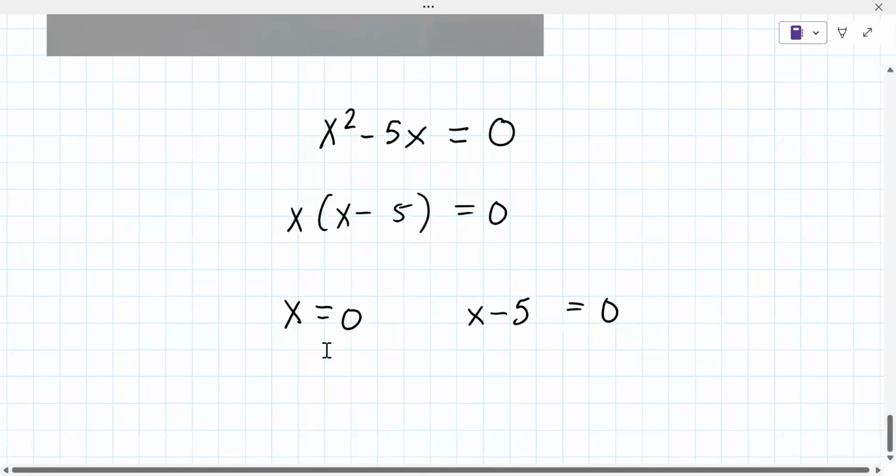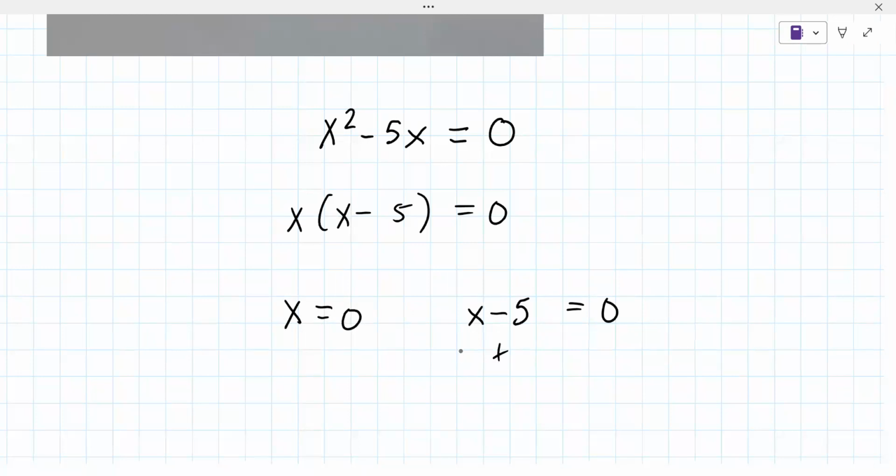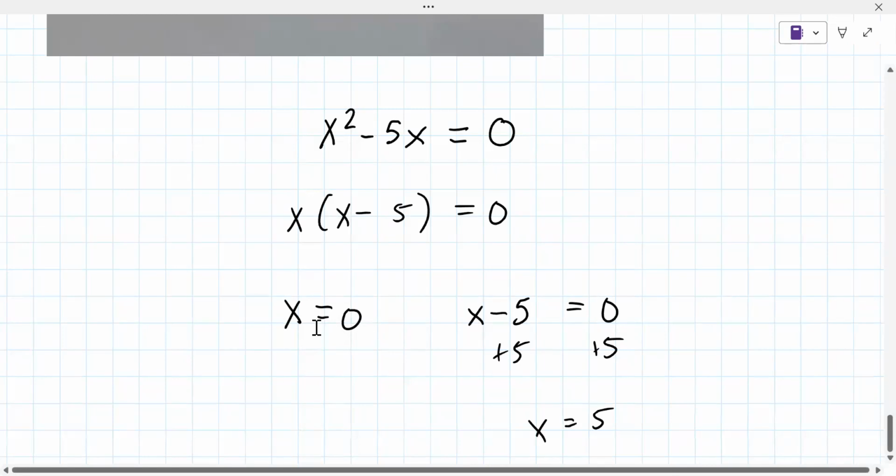We would need now to... x cannot be 0, but now we have to solve the other one on the right here, just like we did in the previous problem. What do you do to solve this one? We would add 5 to both sides. Plus 5, x equals 5. Okay. Now, what's the last little piece? Because we don't write x equals 0, x equals 5. What do we write instead?